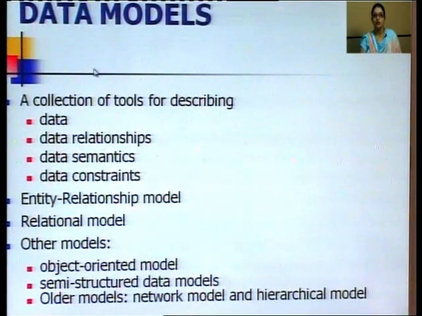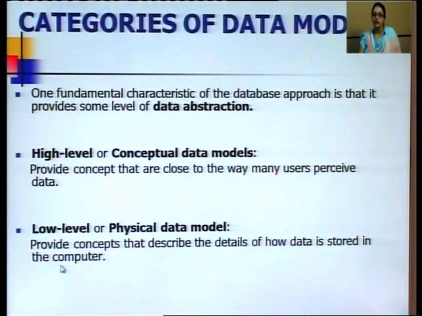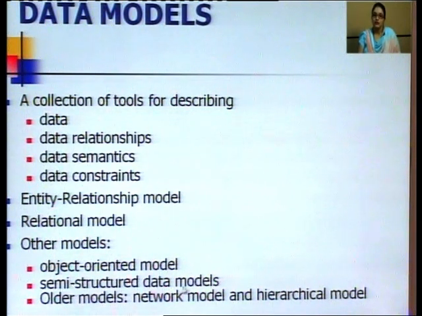Next comes the data models. A model is basically a diagrammatic representation of the data and their relationships. It is a collection of tools for describing data, data relationships, data semantics, data constraints. The first and most important model that is used is the entity relationship model, which represents the relationships between various entities. The second model is the relational model, and other models are object oriented models, semi-structured data models and network and hierarchical models.